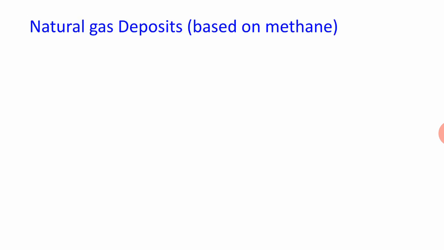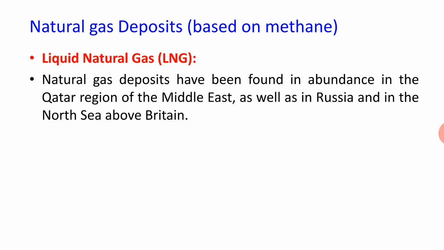Next, natural gas deposits, which are based on methane. The coal gas we have discussed is also called producer gas. In this case, we can take liquid natural gas. Natural gas deposits have been found in abundance in the Qatar region of the Middle East, as well as in Russia and in the North Sea above Britain. These natural gases are available, so there is no need for a process like coal producer gas production. In this case, the natural gases are directly available.